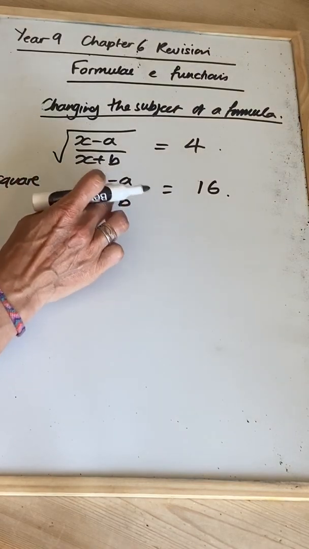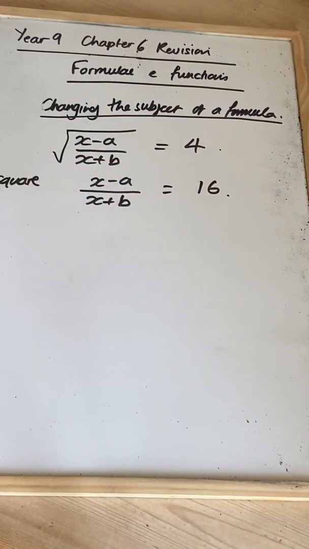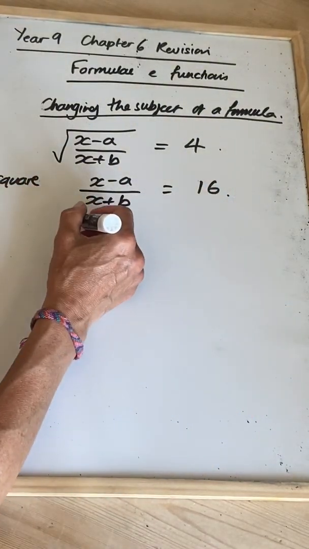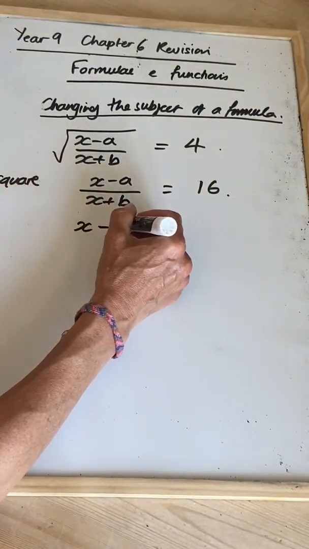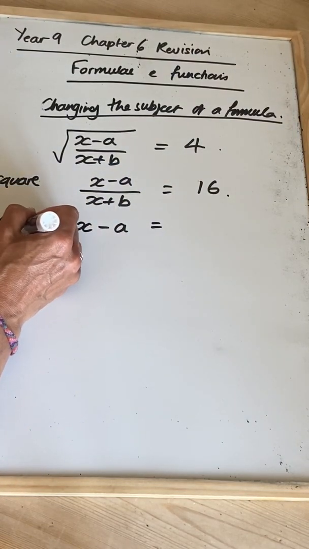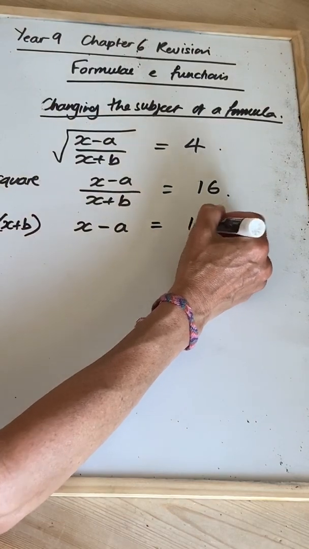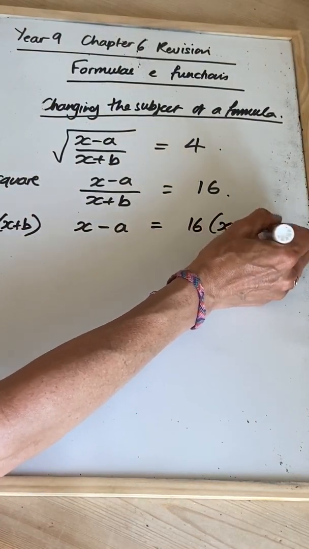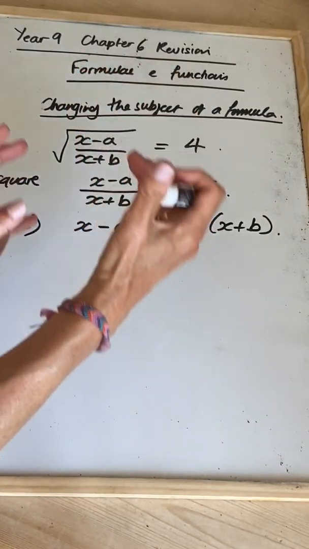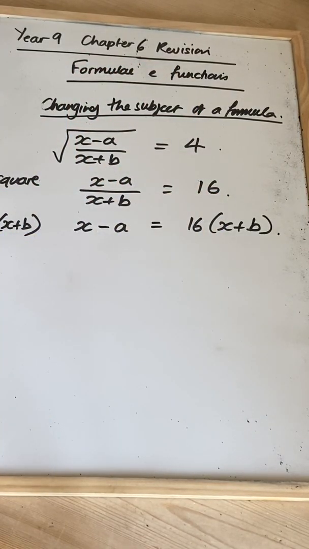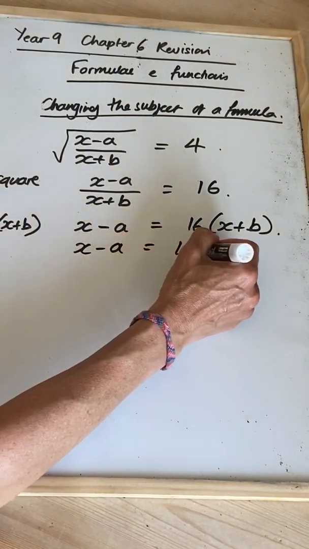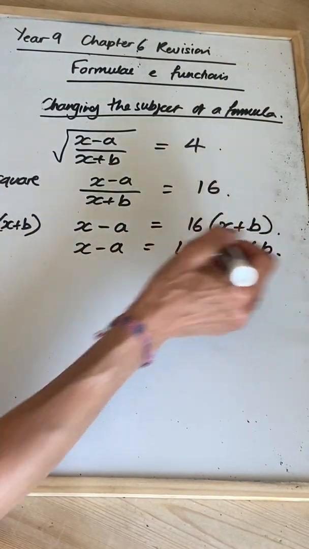Next thing I want to do, I don't want this as a fraction, an algebraic fraction. I want to have all my x's in a line somehow so that I can get them all on one side in a line. So I am going to multiply by x plus b. And that's going to give me 16 times x plus b on that side. Remember, when you multiply by something, when you move something, move it in a bracket, it's like moving it in a basket. Okay, so that gives me, if I multiply out that bracket, 16x plus 16b on that side.